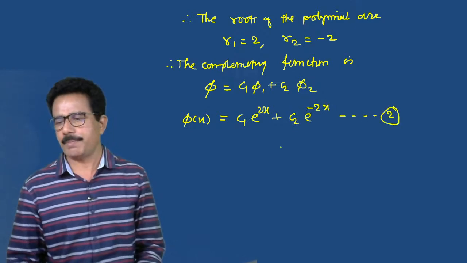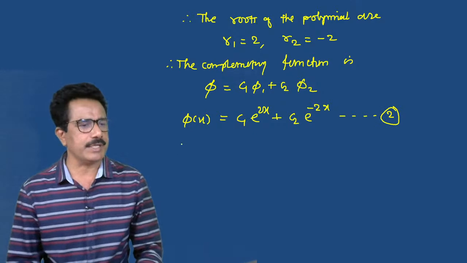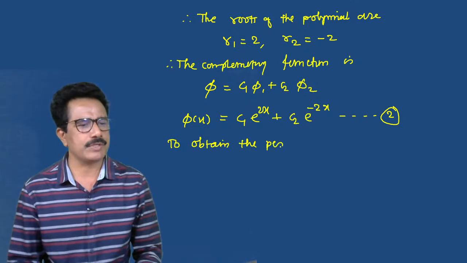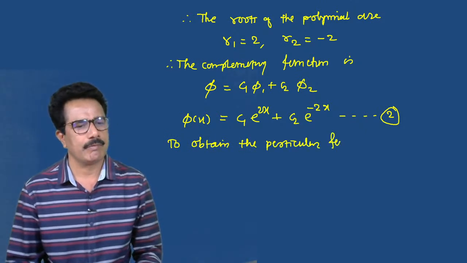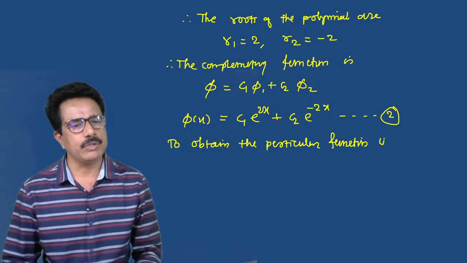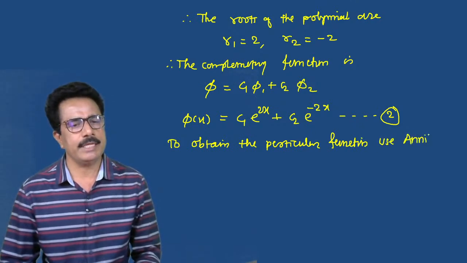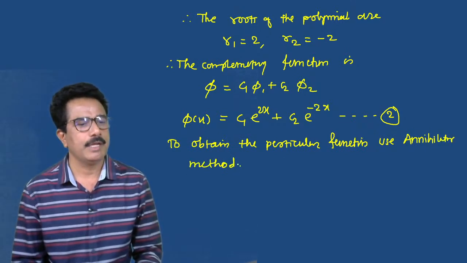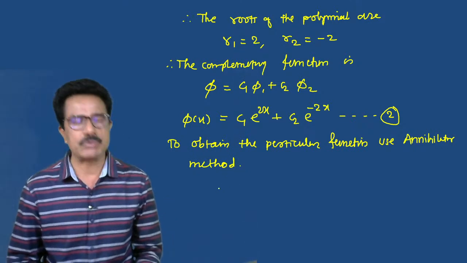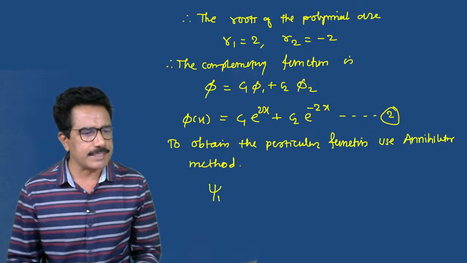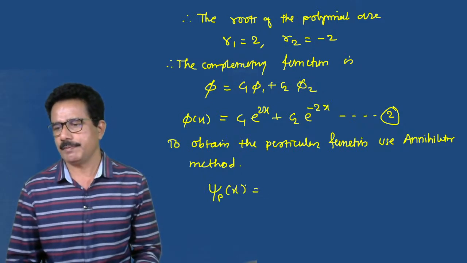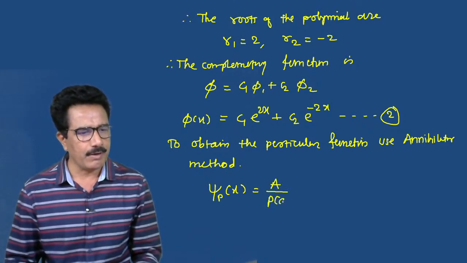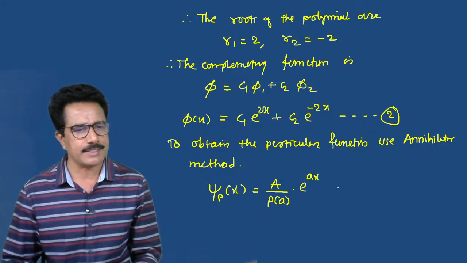Suppose this is the solution. Now to obtain the particular function, use the annihilator method. Now use the annihilator method to find the particular function. So that can be written as psi p of x is equal to a divided by p of a into e raised to ax.